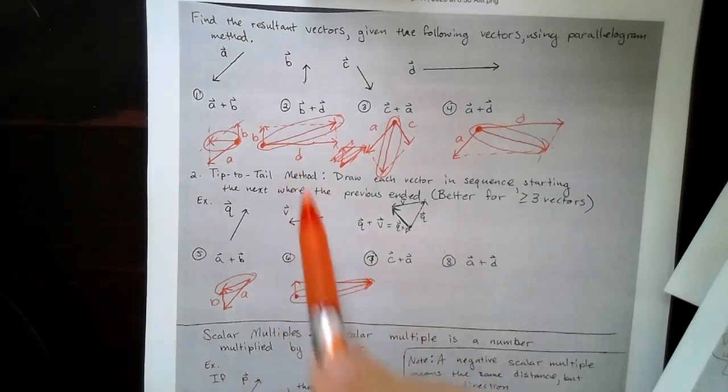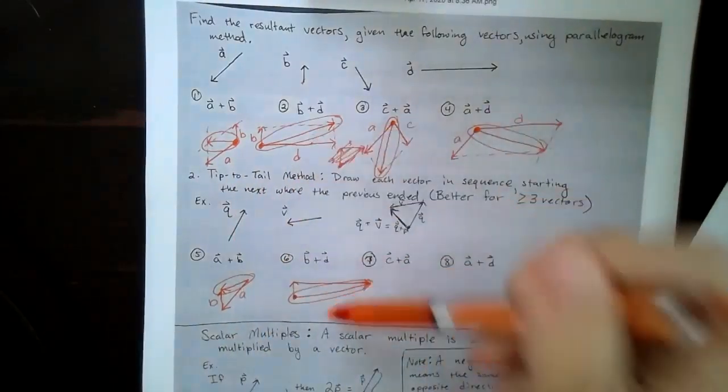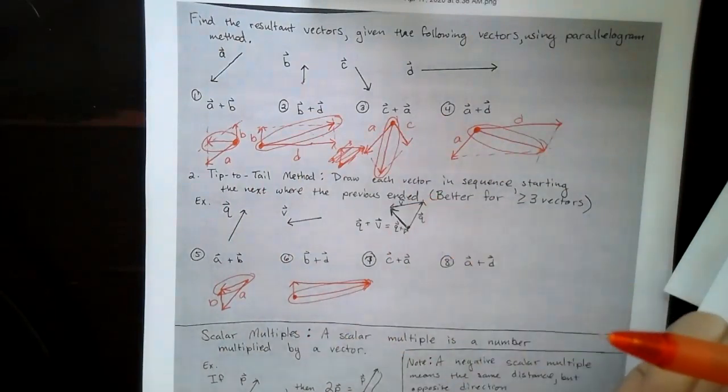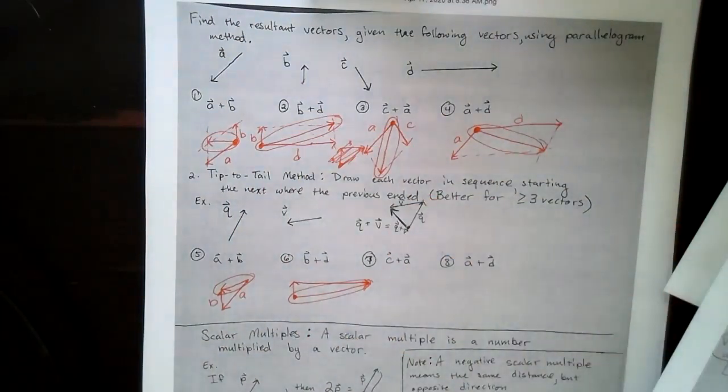And those vectors are equal. Even though they're in different locations, they're equal. If they have the same direction, same magnitude, pointing the same way, the same length, they are equal. That's the rule with vectors.